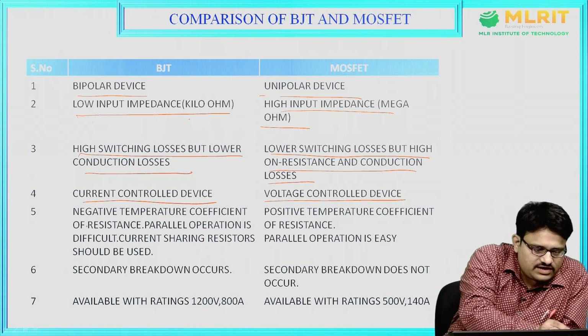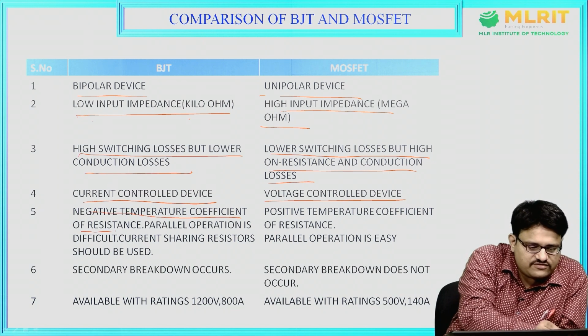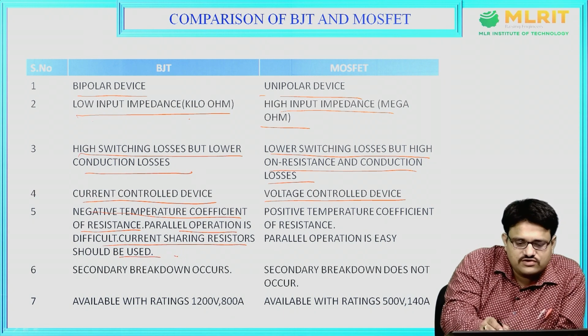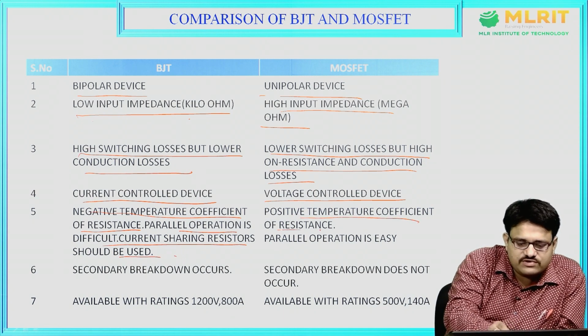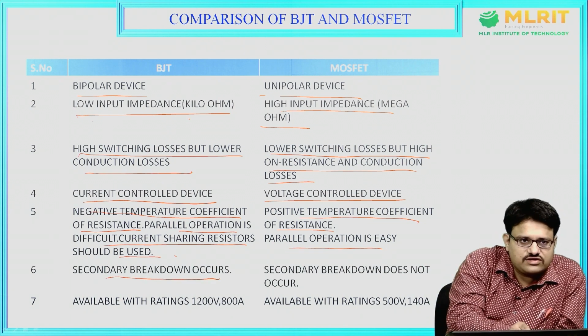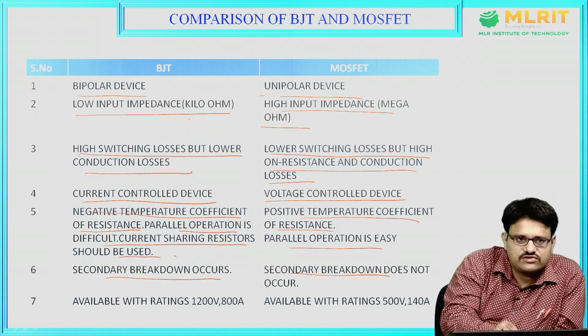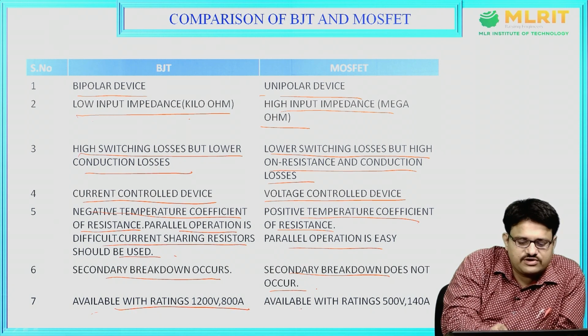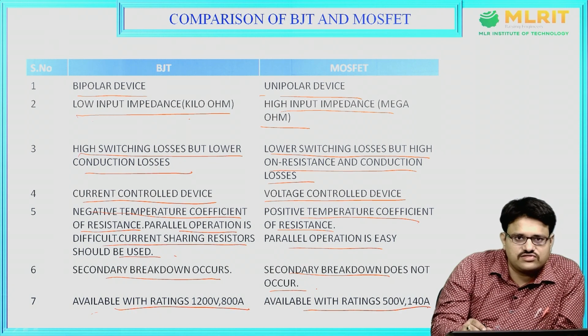And next, BJT has a negative temperature coefficient of resistance, parallel operation is difficult, and current sharing resistance should be used. And MOSFET has a positive temperature coefficient of resistance, so parallel operation is easy. And next, secondary breakdown occurs in BJT, and in MOSFET secondary breakdown does not occur. And BJT is available with ratings of 1200 volts to 800 amperes, and MOSFET is available with ratings of 500 volts and 140 amperes.